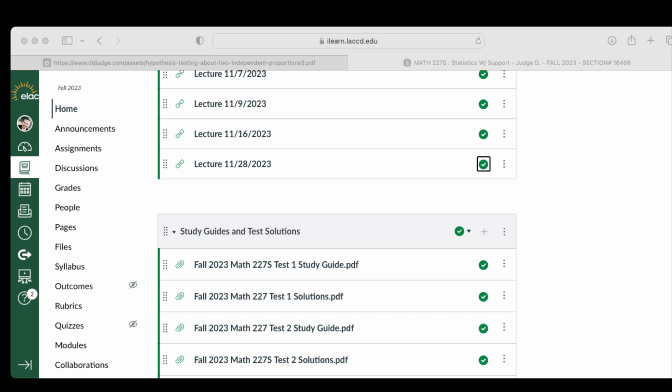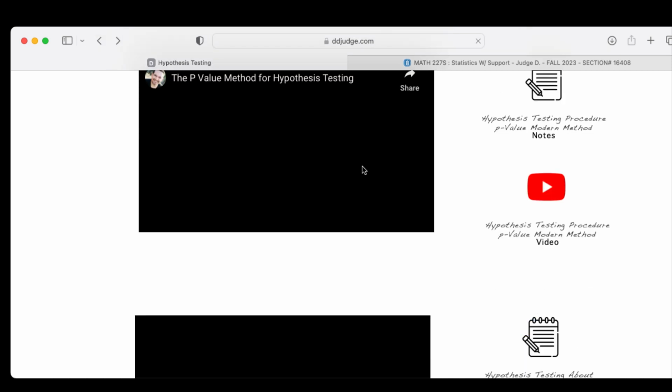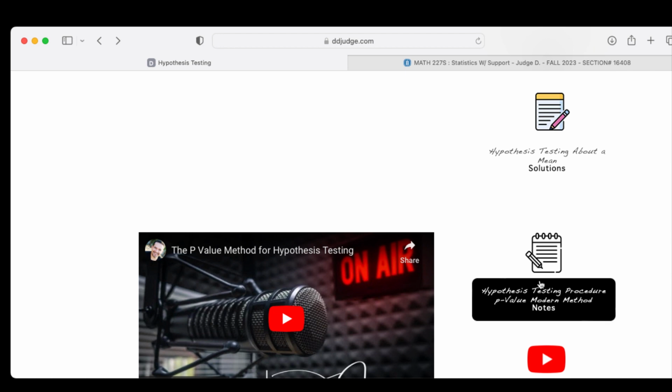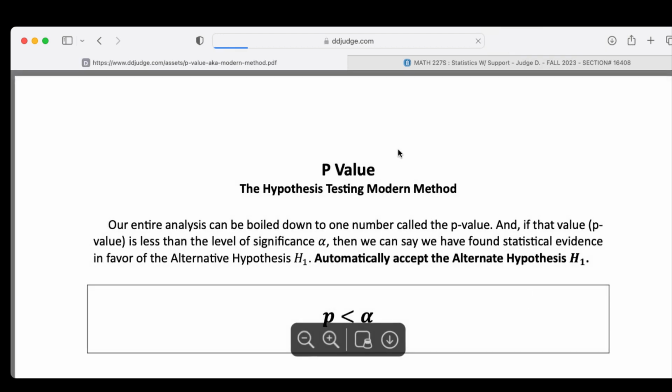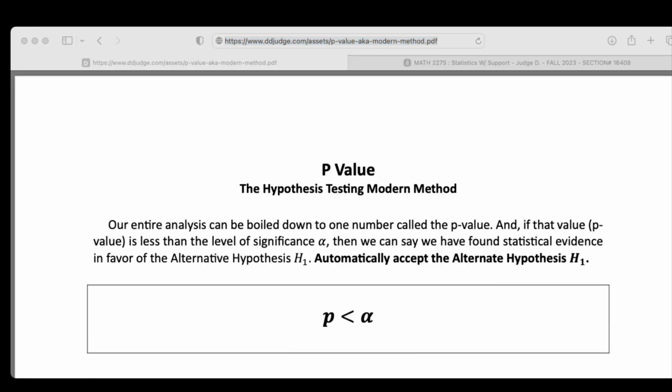I want to go to my website to direct you guys to what you want to look for today. A couple of things here. We're going to look at hypothesis testing still, but this time we're going to use a very similar method to what we used last time. This is going to be called the p-value method. Okay, it's the modern method.